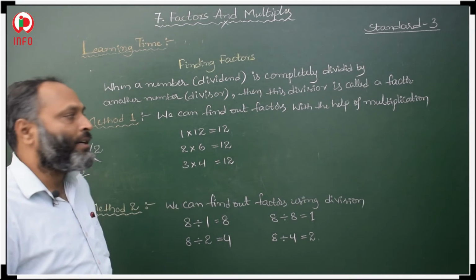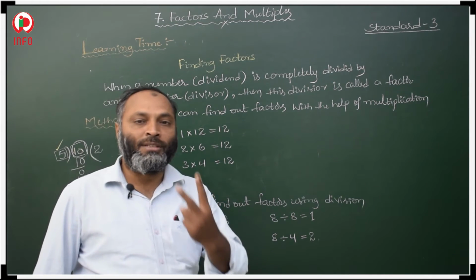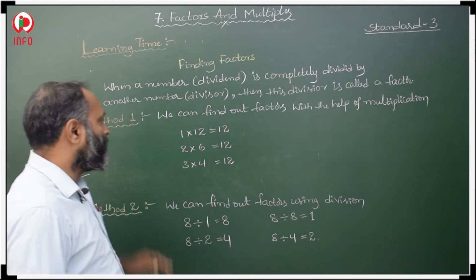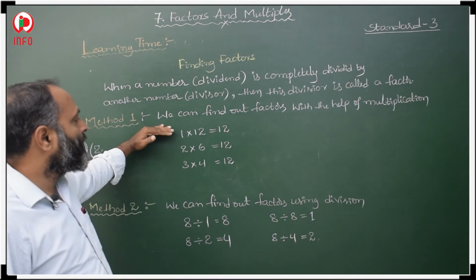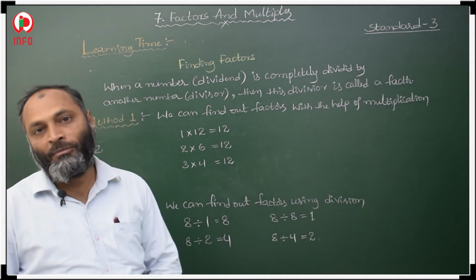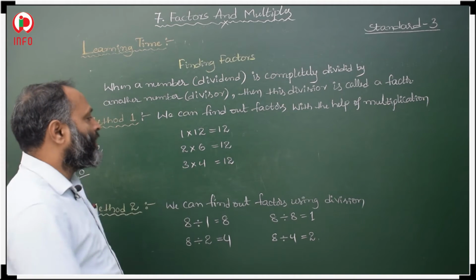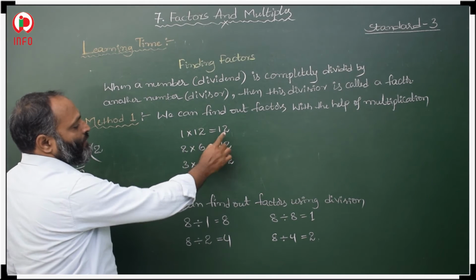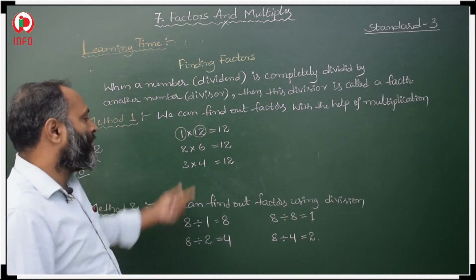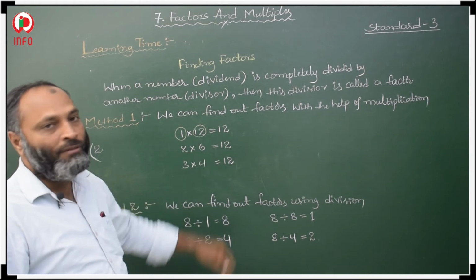For finding factors we have two methods. How many methods? Two methods to find factors. So what is the first method? In the first method, we can find the factors with the help of multiplication. So 1 12s are 12. These two we are multiplying together. 1 and 12 we are multiplying together and we are getting another number. It means 1 and 12 are the factors of 12.